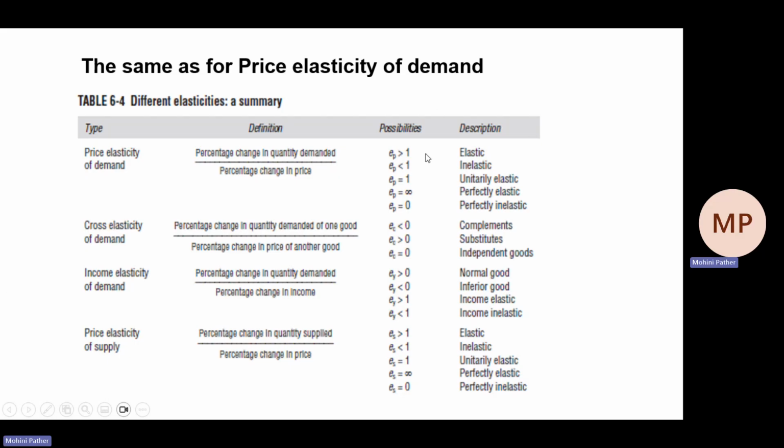Here you can see, this is table 6.4, also in your textbook. Here you have the standard price elasticity of demand, your cross elasticity with all of the interpretations of the variables, income elasticity, and the interpretation of the good that you are looking at. And then you have price elasticity, which considers elasticity from the perspective of the producer.